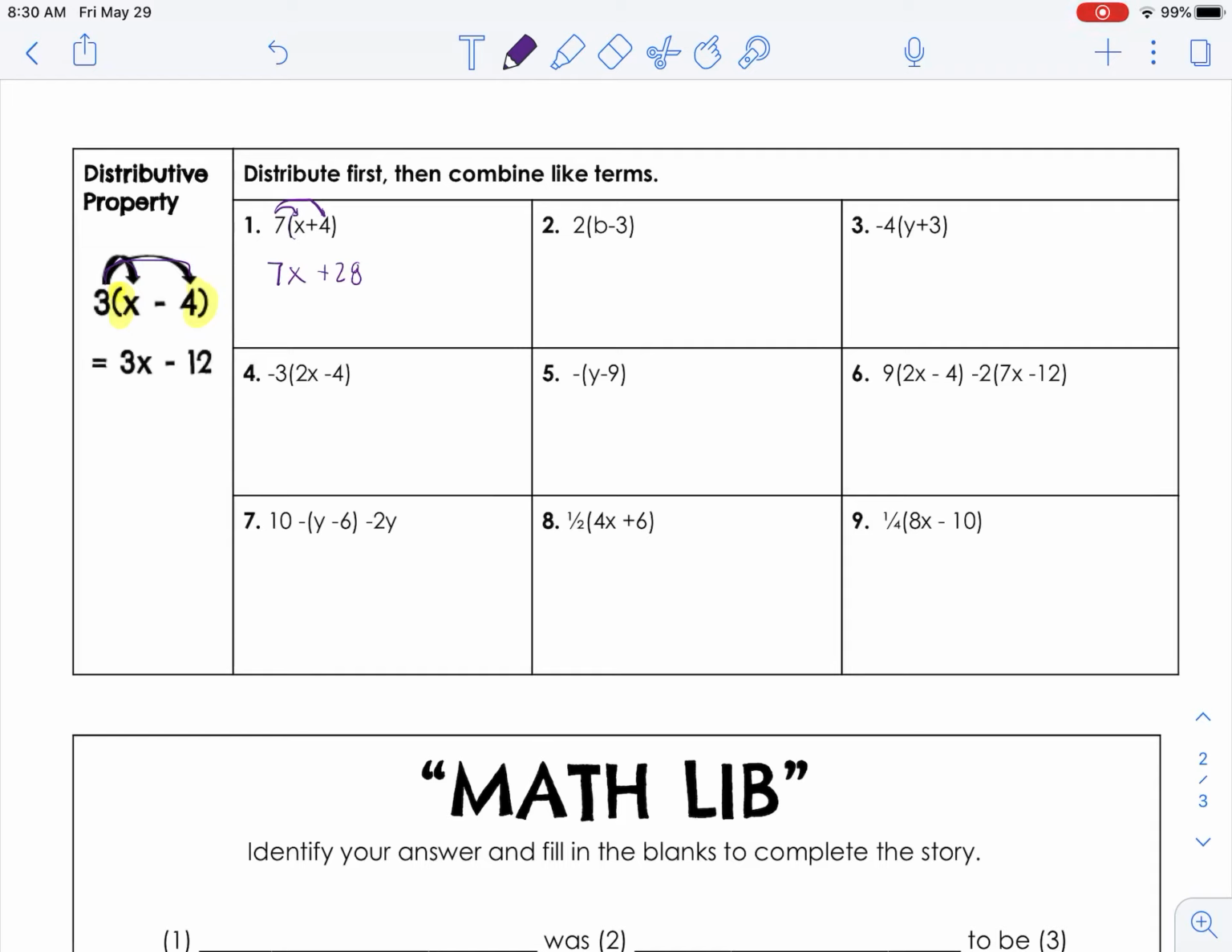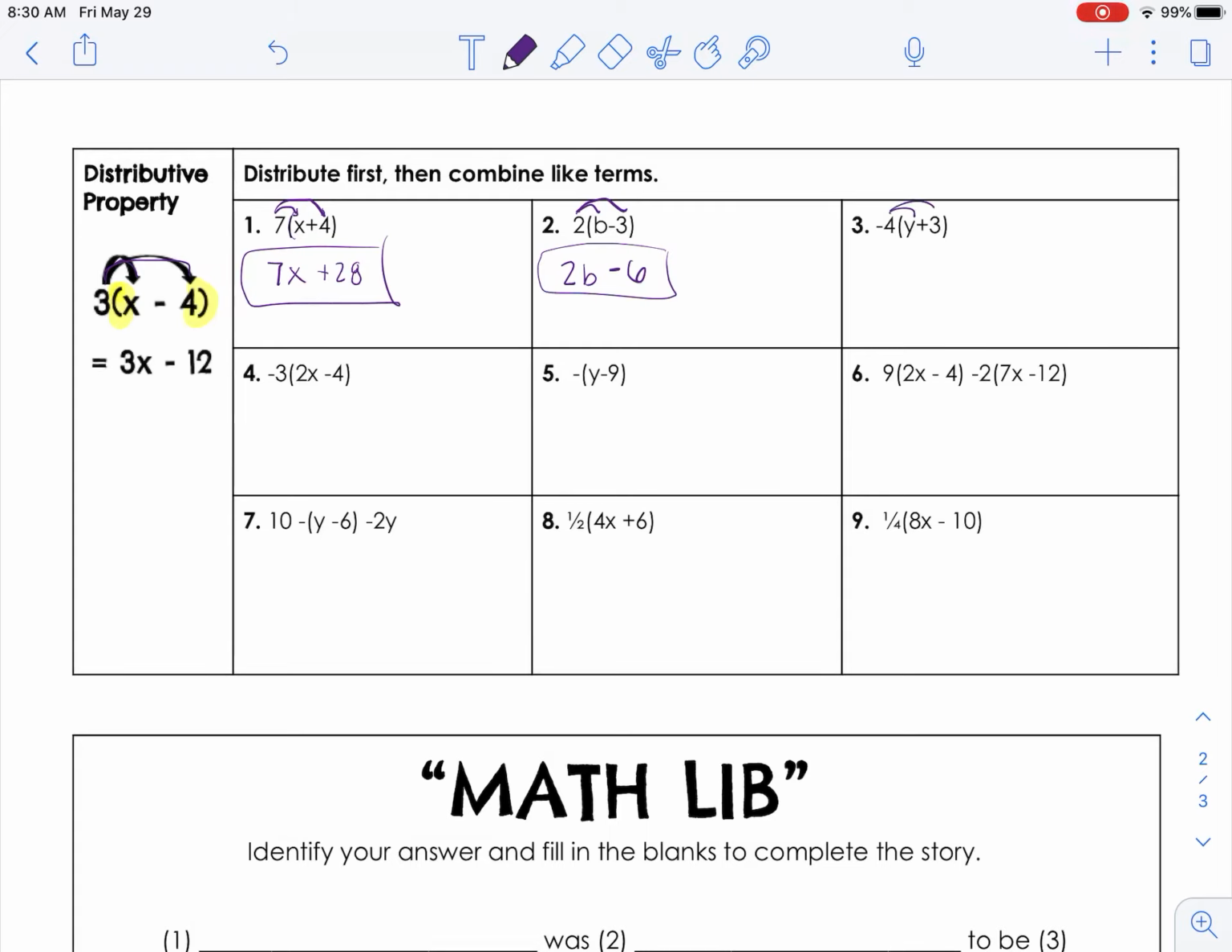Our next example, we're going to do the same thing. We're multiplying the outside by everything in the parentheses. So if I do 2 times b, that gives me 2b. And 2 times negative 3 gives me negative 6. And guys, these are our answers because they are as simple as they get. We might need to combine like terms later, but for now, we are good.